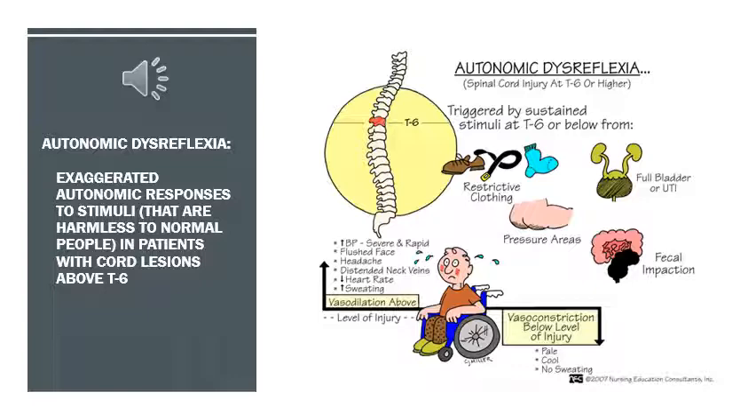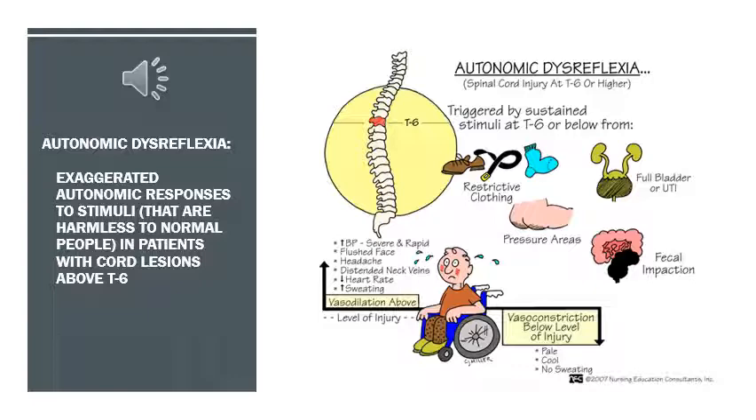Those stimuli then cause vasodilation above the level of the injury, resulting in increased blood pressure, which is rapid and severe, and if untreated can cause stroke, seizures, and death. Signs include a flushed face, a headache, distended neck veins, increased heart rate, and increased sweating. It also causes vasoconstriction below the level of injury, so the patient could appear pale, cool, or have no sweating below the level of injury.